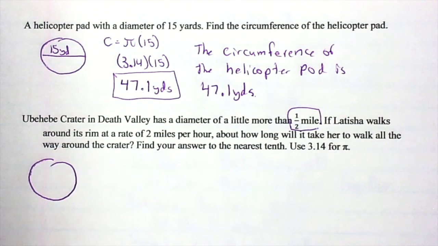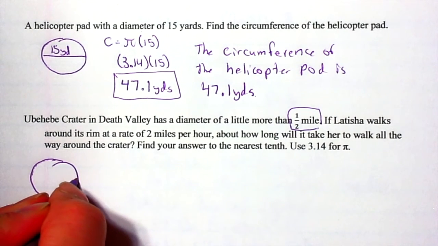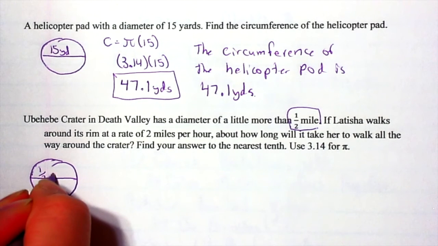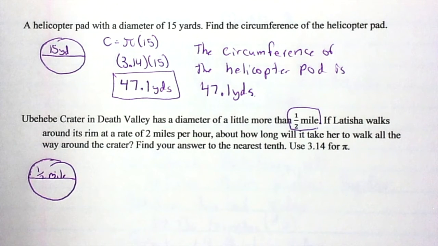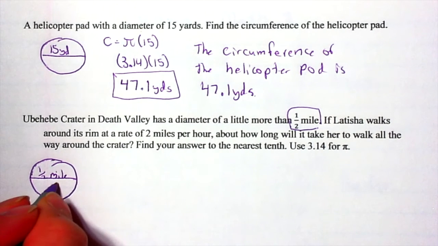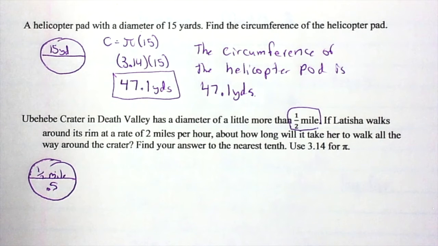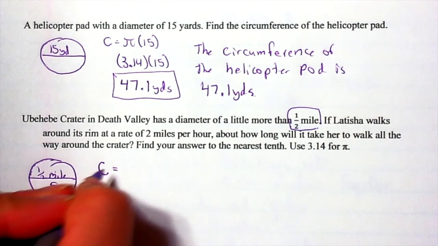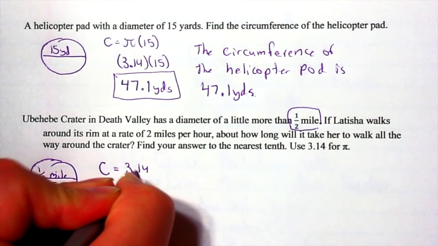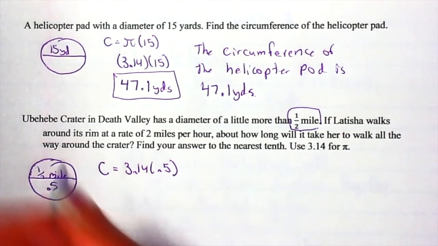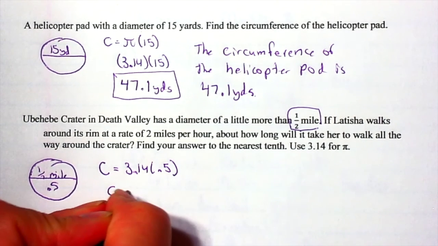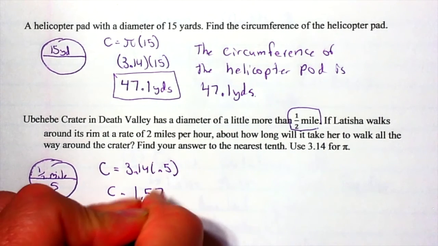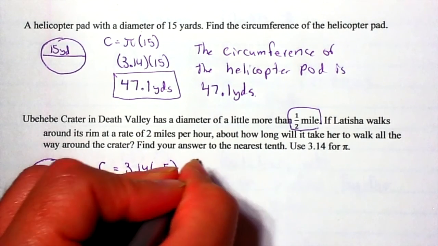Well, if we take a look, the crater, they're saying basically is a circle. They're saying going from one side to the other is half a mile. Well, I hate, just as much as probably many of you watching this, dealing with fractions. And since half a mile is pretty easy just to convert into a decimal, I'm going to make that 0.5. So I'm going to say the circumference is equal to 3.14, which is pi, times 0.5. And so it tells me the circumference is 1.57 miles.